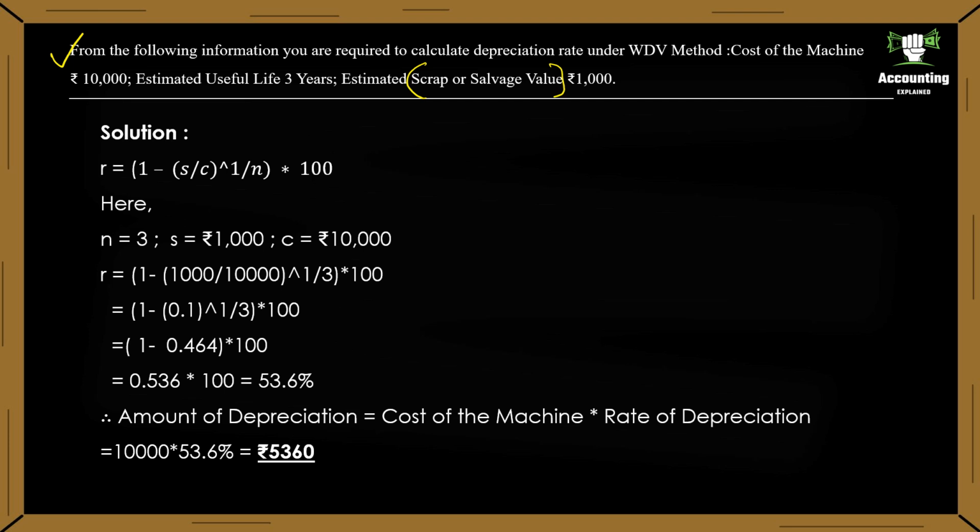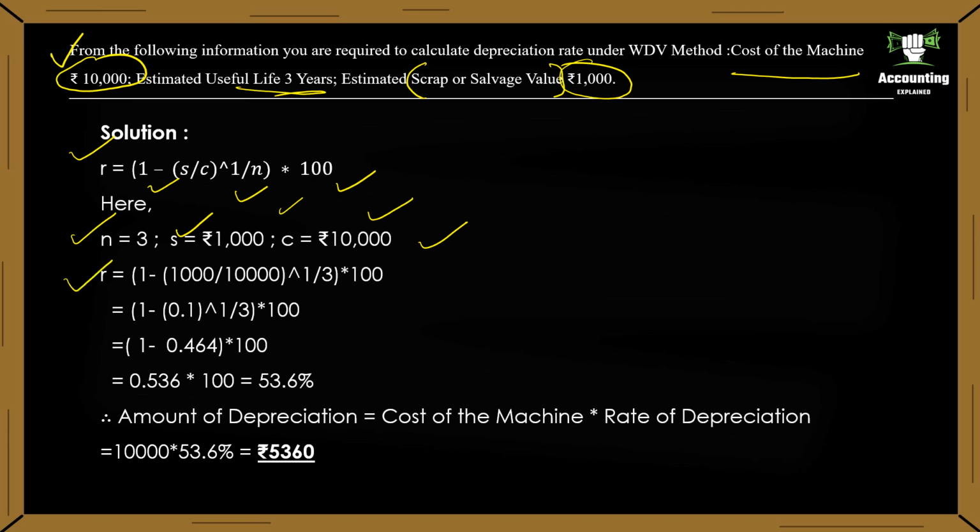So the formula we just saw: R is equal to 1 minus (S by C) to the whole power 1 by N, into 100. Here N is 3 years, since the estimated useful life is 3 years. S is 1000 rupees, the scrap value. And the cost of the machine C is 10,000 rupees. Let us substitute this in the formula. R is equal to 1 minus 1000 by 10,000, to the whole power 1 by 3, into 100.